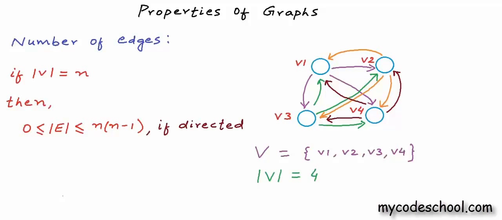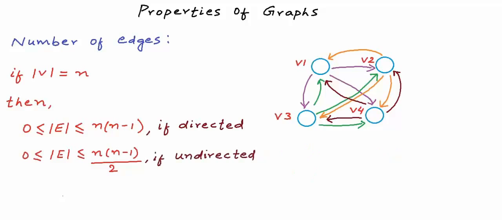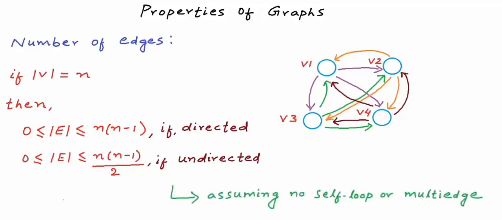In an undirected graph, we can have only one bidirectional edge between a pair of nodes. We can't have 2 edges in different directions. So here the maximum would be half of the maximum for directed. So if the graph is simple and undirected, the number of edges would be in the range 0 to n into n minus 1 by 2. Remember, this is true only if there is no self-loop or multi-edge.